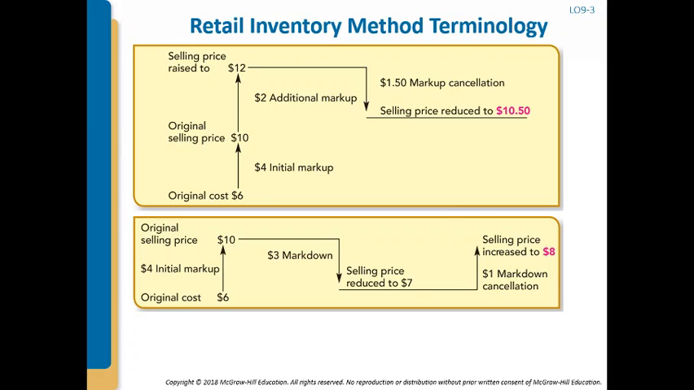Now, looking at markdowns, let's say you started with 6, you marked it up to 10, so $4 initial markup, and then you mark it down to 7, so that's going to be a markdown of 3. And then next, what you do is you increase the sales price to 8. So you've got, in that instance, a markdown cancellation of $1.